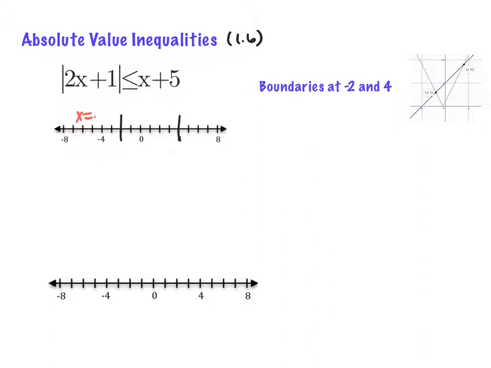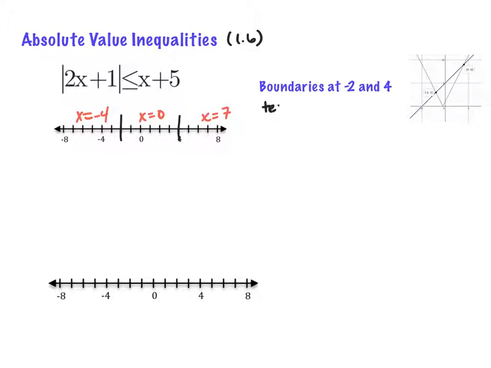So I'm going to go ahead and test x equals -4. Middle, I'm going to test x equals 0. And up here, I'll go ahead and test x equals 7. Those are pretty arbitrarily picked except for 0. 0 is pretty specific. And then I'm going to put those into my absolute value equation.